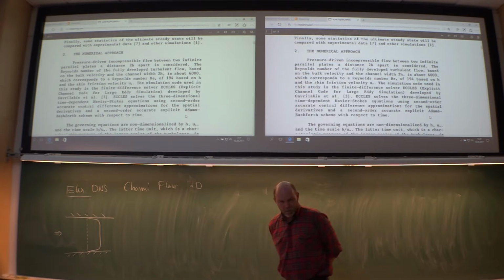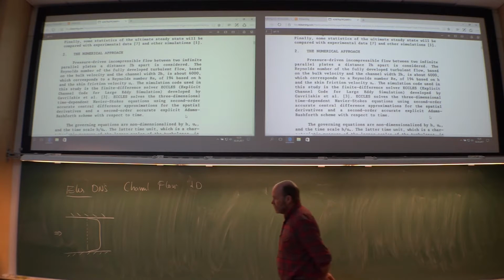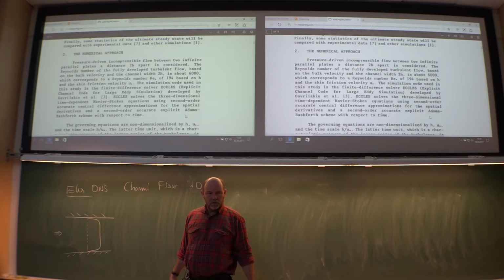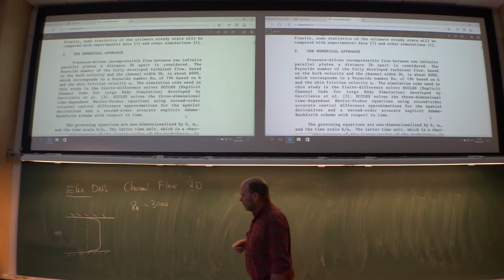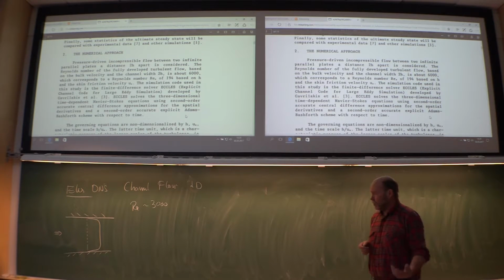And that was the aim. We wanted to do a DNS of this simulation. One-dimensional problem. I mean, this is the most trivial geometry you can find. So the Reynolds number here should be around 3000. So it's just turbulent.